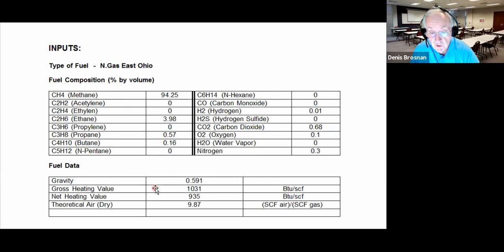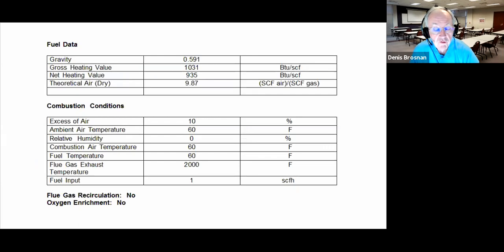We have the gross heating value and the net heating value given in this situation. The theoretical air required is 9.87 parts of air per part of East Ohio natural gas. We're actually going to choose excess air in our calculation. And so here's the information provided to us, 10% excess air, and it records all the data that we were using in this particular situation.